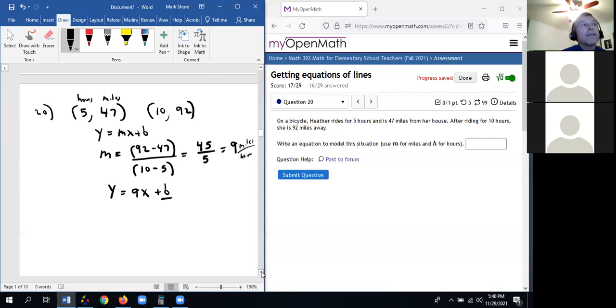If you can't figure that out, then just substitute in a value. Right, here's one, just substitute it in. 47 equals 9 times 5 plus b. So that's 47 equals 45 plus b. So the b, 47 equals 45 plus what? 2. Subtract 45 from both sides. So your equation is y equals 9x plus 2.